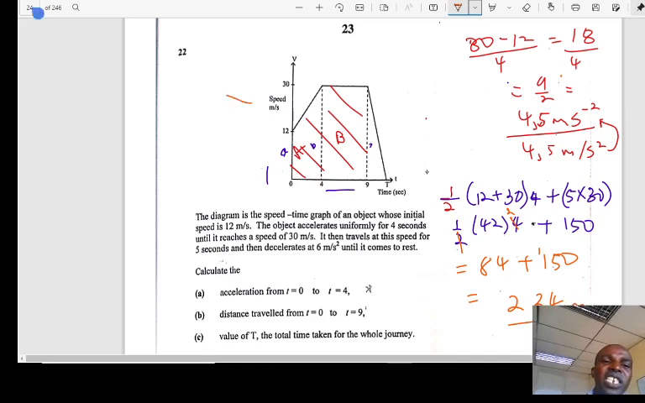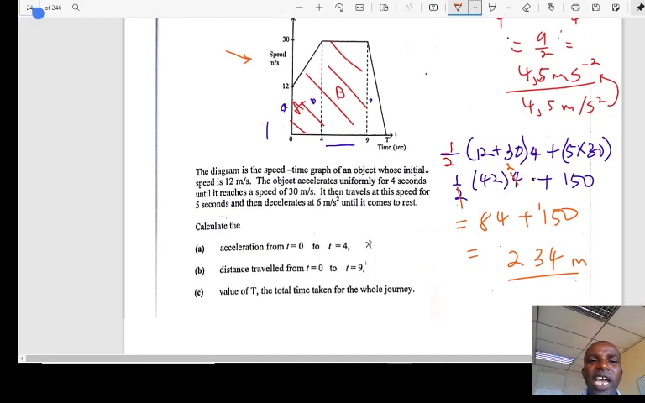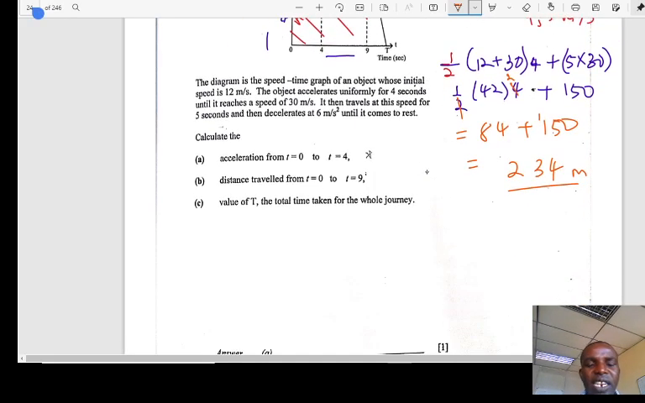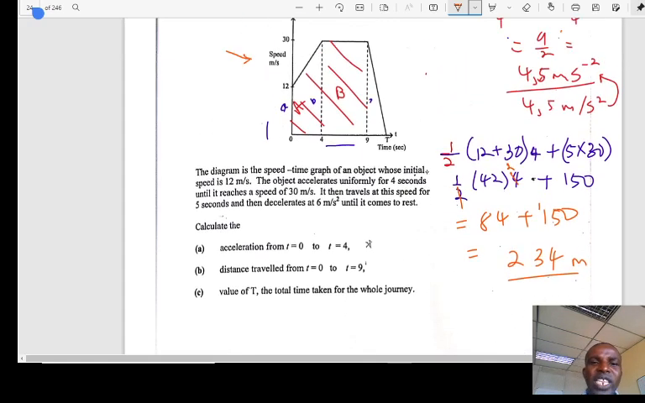So if your speed is in meters per second, it means your distance is in meters and your time is in seconds. Right, then number C, calculate the value of t, the total time taken for the whole journey. Right, this one, you just use the last part from t=9 to t=t. And we are given here the final deceleration is 6 meters per square second. Deceleration or acceleration is the gradient of this line. So you just find the gradient of this line, right?